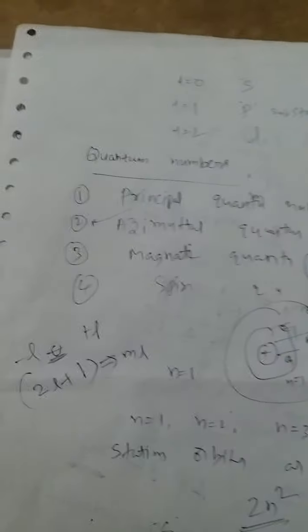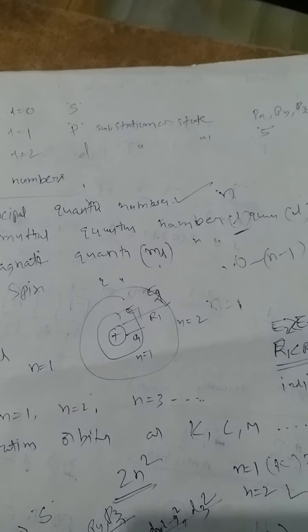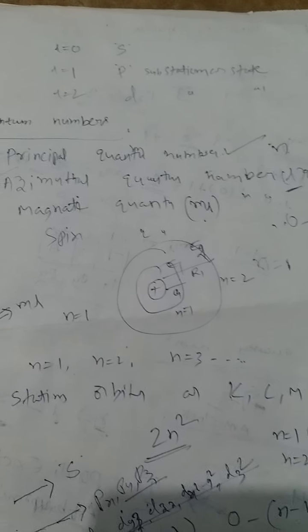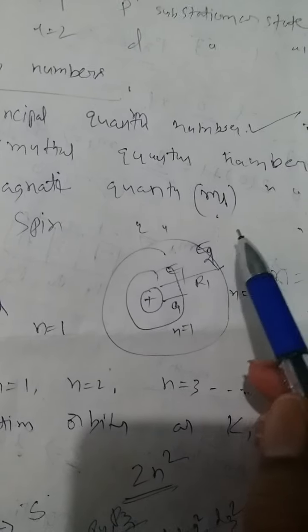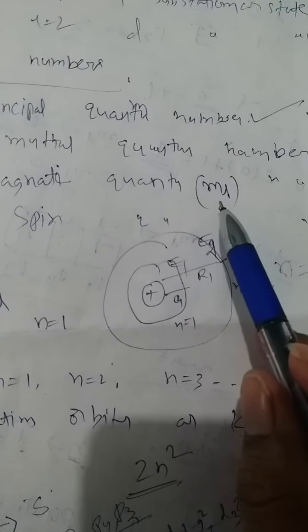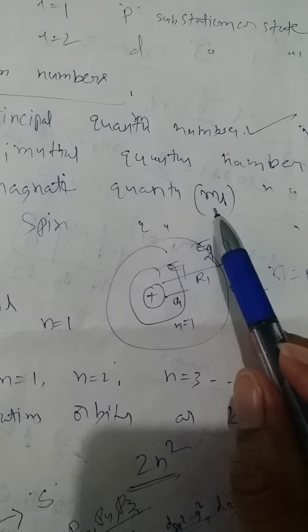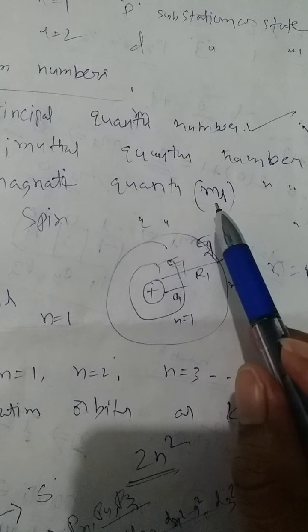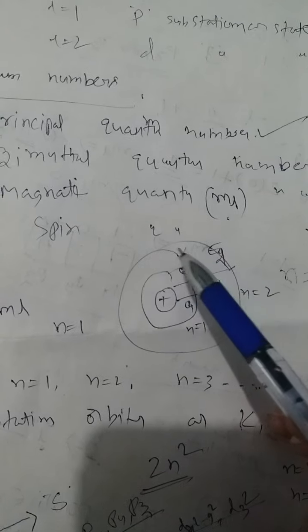Each orbital holds a maximum of 2 electrons. So the magnetic quantum number gives information about the orientation of the orbitals around the nucleus. Each orbital contains a maximum of 2 electrons. Okay. Next, spin quantum number.